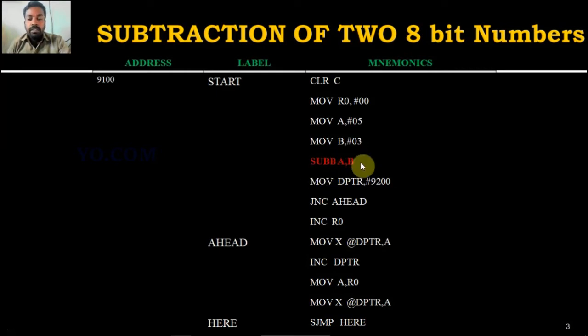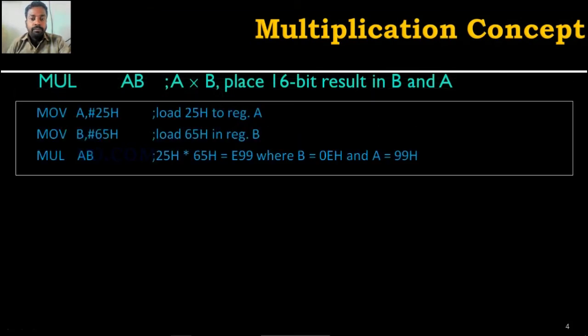Next one is multiplication. If we are doing the multiplication, we load the data in the accumulator and the B register. One data must be in the accumulator and the other in the B register. After the multiplication A times B, we get a 16-bit result stored in A and B. The lower 8 bits are stored in the A register and the higher 8 bits in the B register. Okay, see the program.